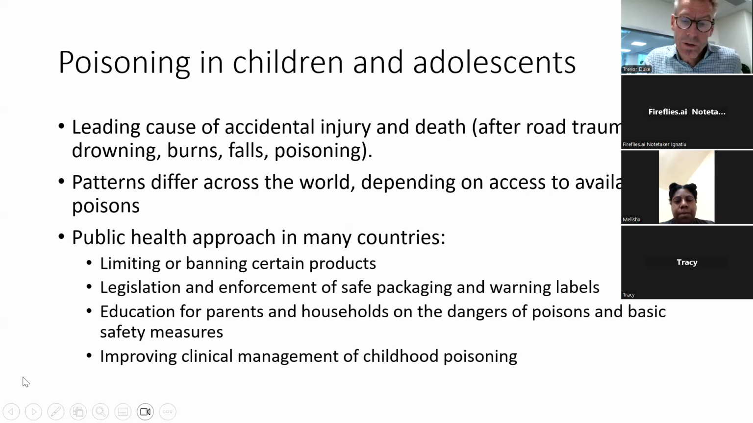Most countries have had a public health approach to this, and the countries that have been most successful have done a variety of things, such as limiting or banning certain products. It's very important to limit or ban products that are dangerous to children and to enforce safe packaging and warning labels on any products that are sold. Parents, households and farmers need to be educated about poisons and about basic safety measures. And then, lastly, countries have improved clinical management of childhood poisoning. It's very important to improve the initial management of childhood poisoning because it can save lives. So today we're mostly going to talk about the last point, clinical management of childhood poisonings.